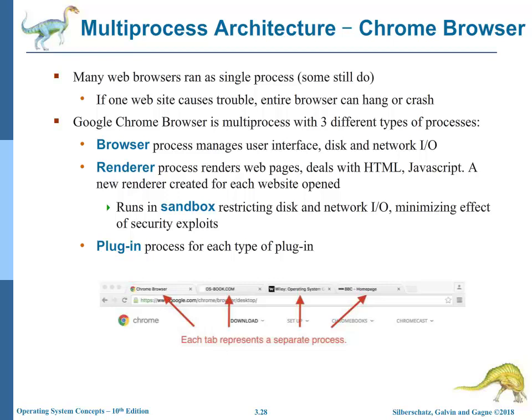The advantage of the multi-process approach is that websites run in isolation from one another. If one website crashes, only its renderer process is affected. All other processes remain unharmed. Furthermore, renderer processes run in a sandbox, which means access to disk and network I/O is restricted, minimizing the effects of any security exploit.